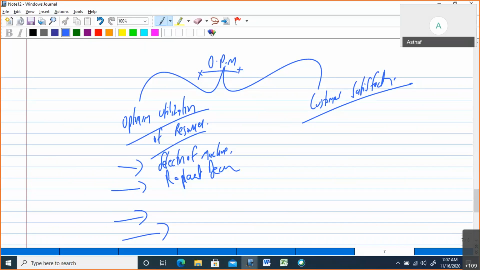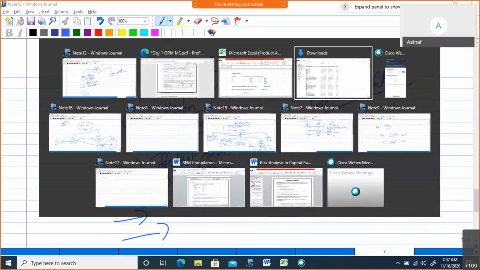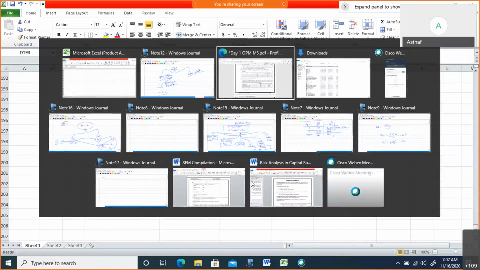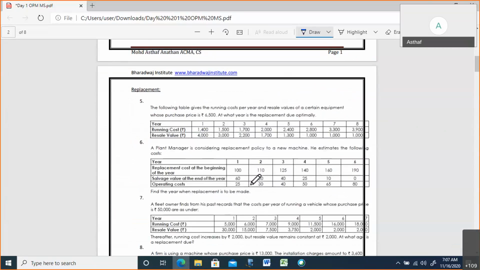Very good, very good. So we are going to start. One of the easy area, replacement decision. You have already learned it. It's a very simple and easy concept. We will start. So question number 5.